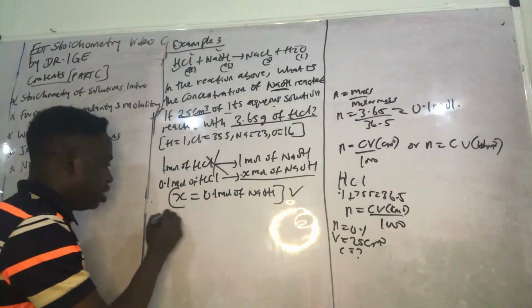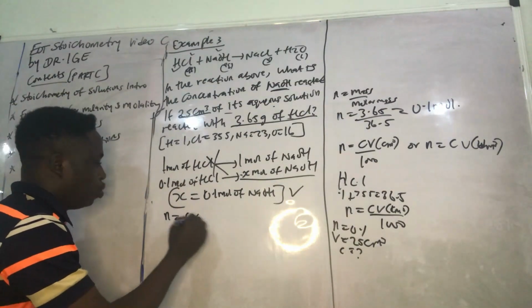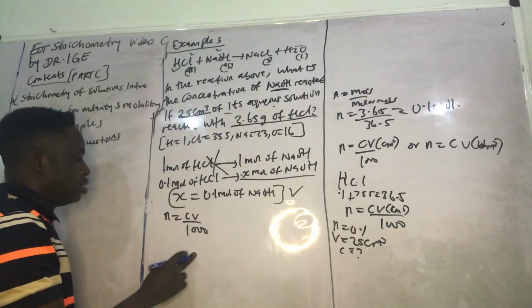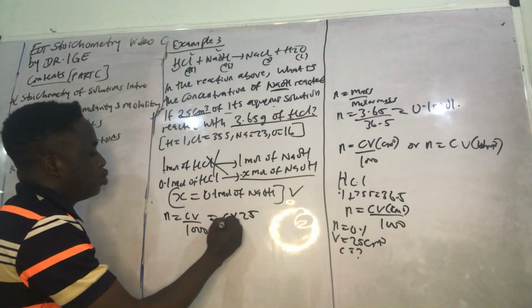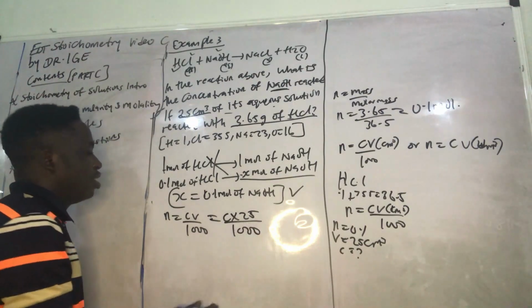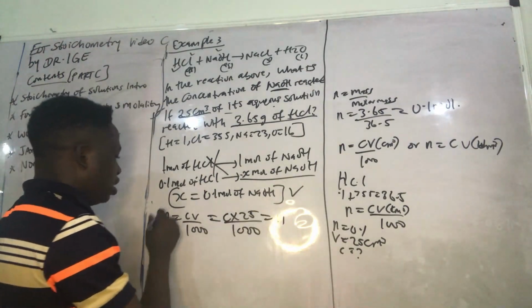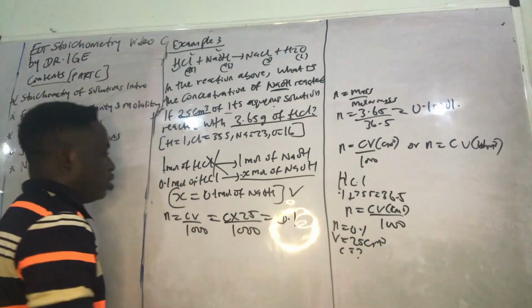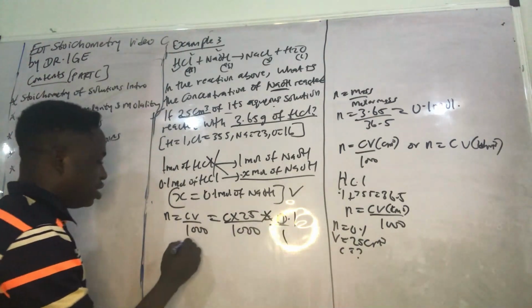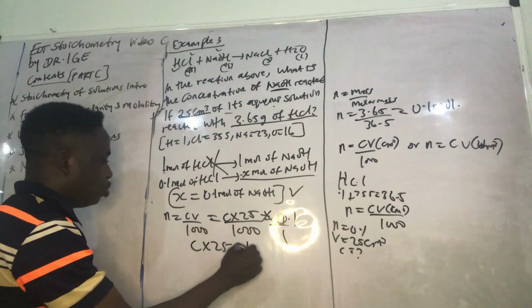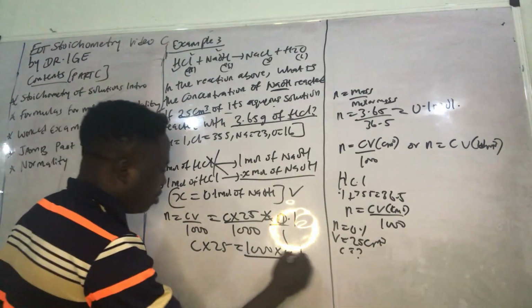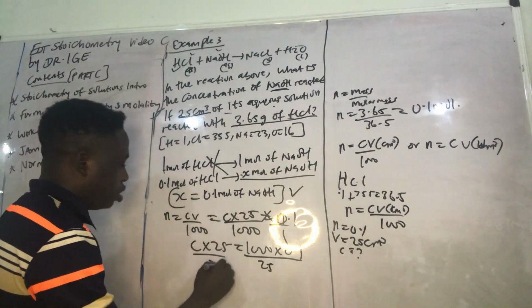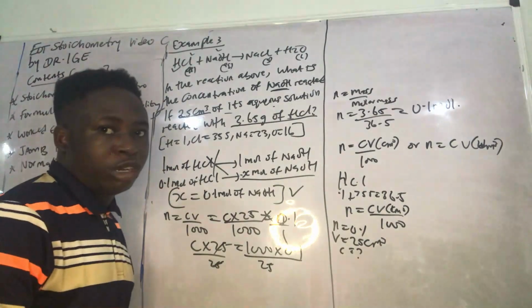Remember that n is equal to CV over 1000, right? What is C? We are looking for it. What is V? 25. That equals n, and n is 0.1. So if you cross multiply, we have that C times 25 equals 1000 times 0.1. Let's just divide by this 25 here.